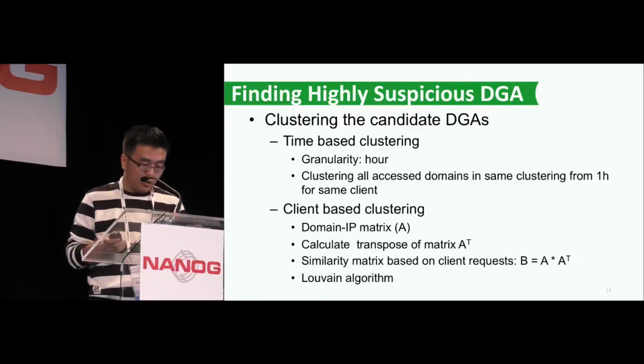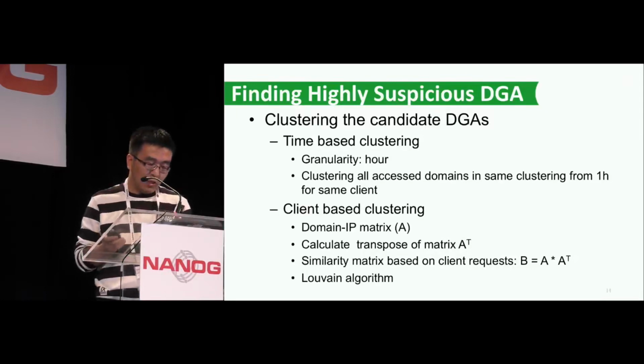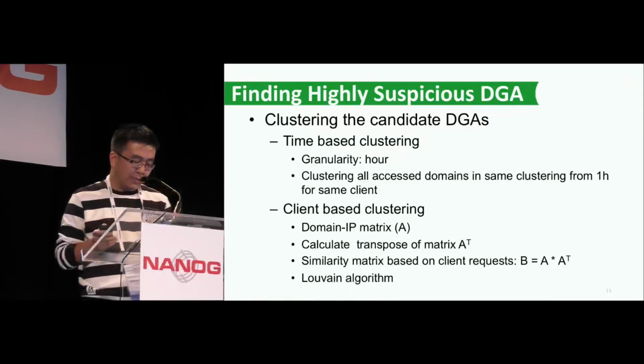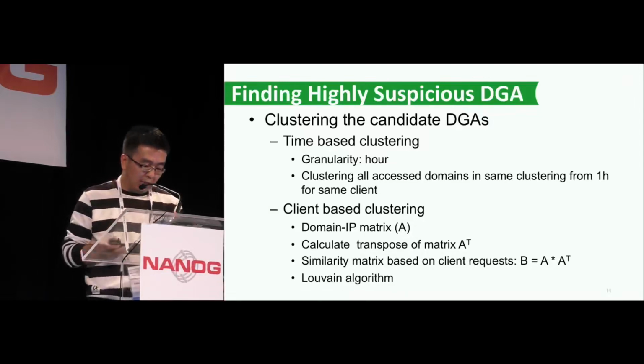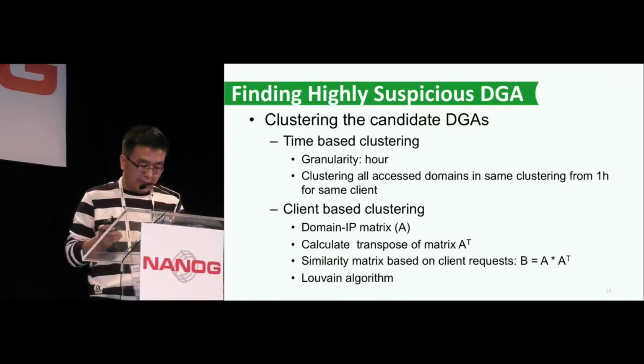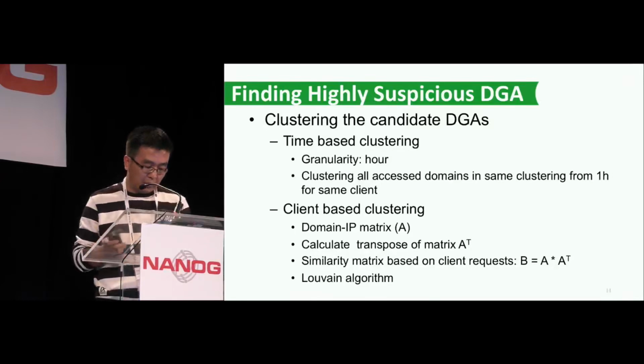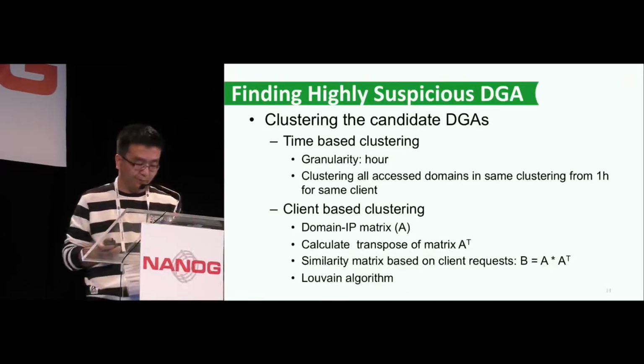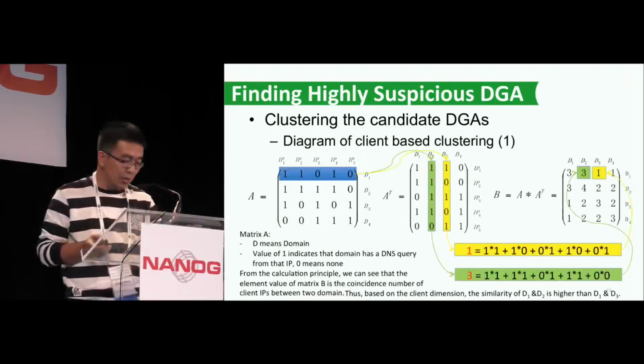Last step, using the Louvain algorithm for clustering, we set a threshold, and the algorithm groups the high similarity domain names together, so every domain gets sent into a particular cluster. Let's take a look at an example.